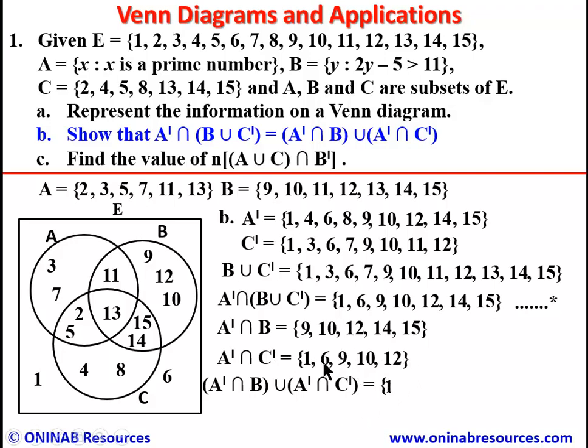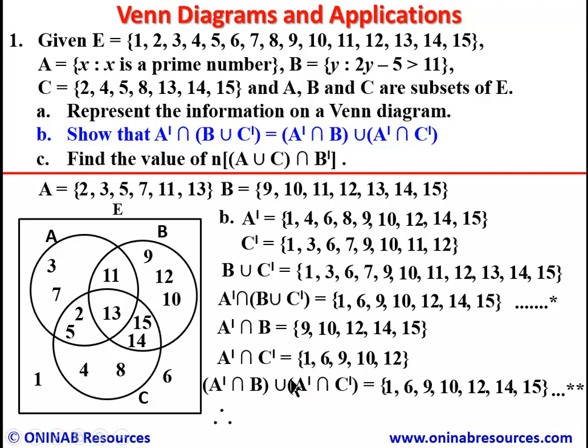So we have 1, 6, 9, 10 is here, 10 is here, we pick 10, 12, then 14 and 15. So this is the left hand side, this is the right hand side. We check if they are the same. 1, 1, 6, 6, 9, 9, 10, 10, 12, 12, 14, 14, 15, 15.